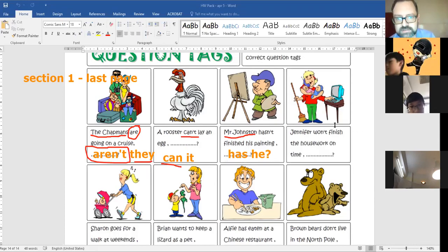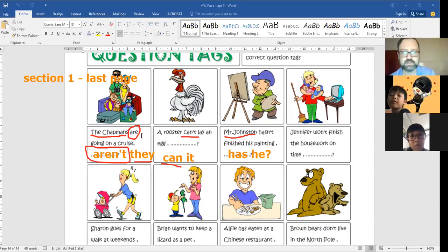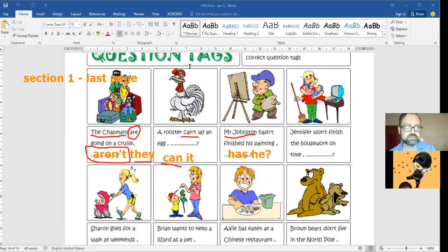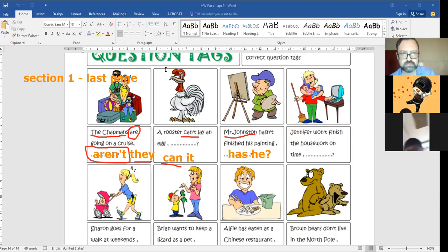All right, who would like to try this fourth one here, dealing with Jennifer? All right, Domi, what do you think? Can I just write it? How about you just say the whole sentence and I'll write it. Jennifer won't finish the homework on time, will he? All right, is Jennifer a boy or a girl? Well, she. All right, so yes, Jennifer is a girl's name. Also, this says housework, not homework, but that's okay. Yes, Jennifer won't finish the housework on time. Will she?